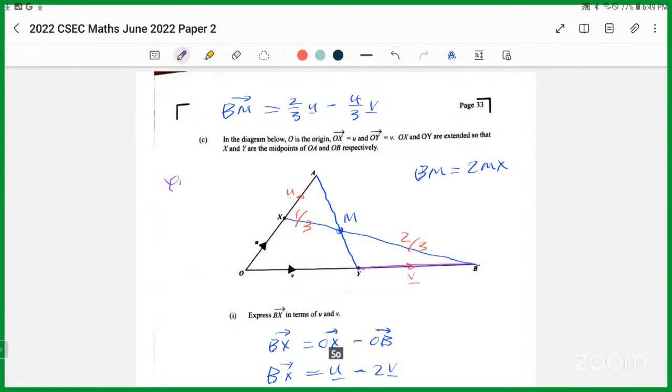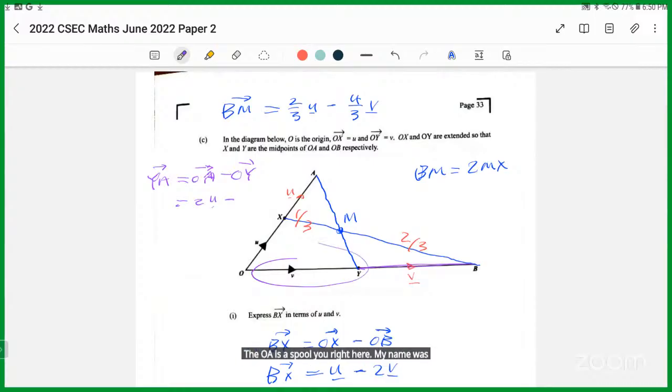So YA, based on the diagram, Y to A is minus this v down here coming back, and then 2u. I could also use O to the last minus O to the first. YA is OA minus OY. O to the last minus O to the first. The OA is this 2u right here, minus, and the OY is this v. So it's 2u minus v.